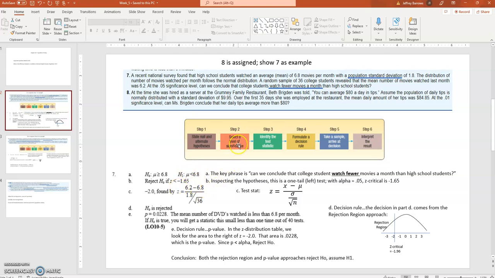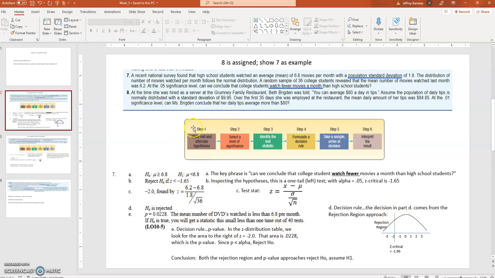The second step: select the level of significance. So we know that alpha is 0.05. And in the reading, we talk about 1 and 2 tail tests. You can tell whether this is a 1 or 2 tail test just by looking at the hypotheses. Because the alternative hypothesis is trying to test whether the mean is less than 6.8, we know that this is a 1 tail left test. I'll talk a little bit more about that when we get down to part D.